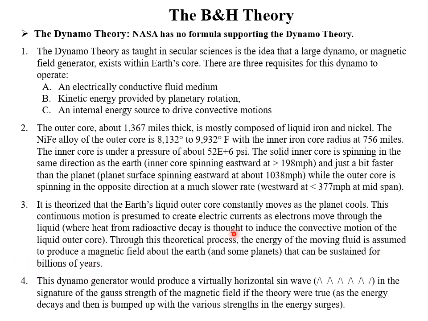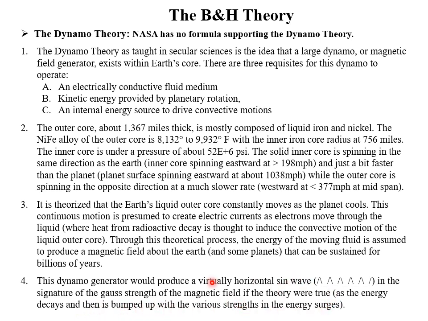So they've got these free electrons in the outer core. The outer core is spinning at a certain rate, and that rate should produce an electromagnetic field based on the principles that we just saw for the electromagnetic relationship there. This dynamo generator would produce a virtually horizontal sine wave, okay, in the signature of the Gauss strength of the magnetic field, if the theory were true, as the energy decays and then is bumped up with the various strengths of the energy surges.